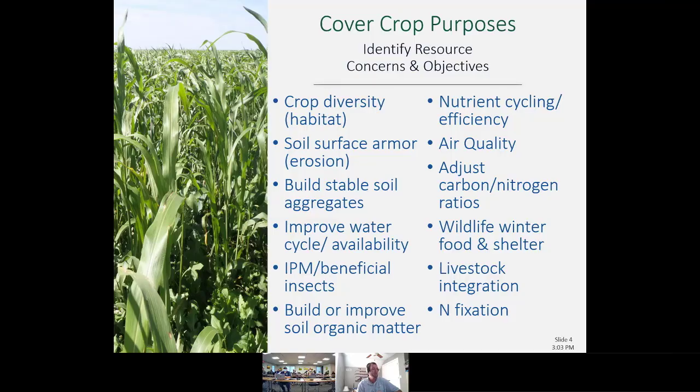So let's do that. So nitrogen fixation is definitely a resource concern or objective that a producer may have that we could utilize cover crops to facilitate.